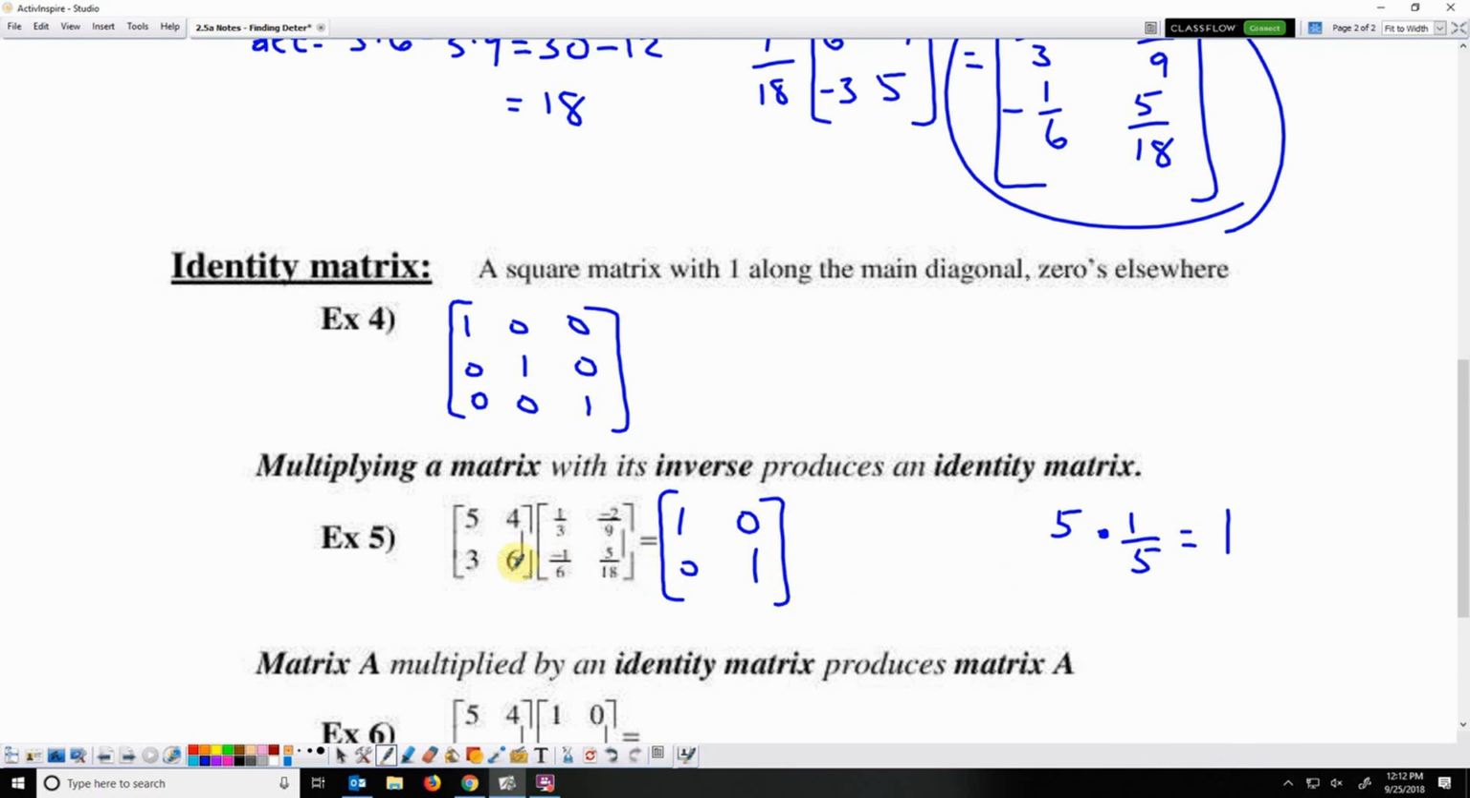Okay, so what this is, when you multiply a matrix by its inverse, it's essentially multiplying a number by its reciprocal. When you multiply a number by its reciprocal, you get 1. When you multiply a matrix by its inverse, you get an identity matrix. So essentially, the identity matrix is to matrices what 1 is to other numbers in multiplication. Okay? It is the multiplicative inverse that gives you the identity matrix. 1 is the multiplicative inverse. 5 times its reciprocal is 1.